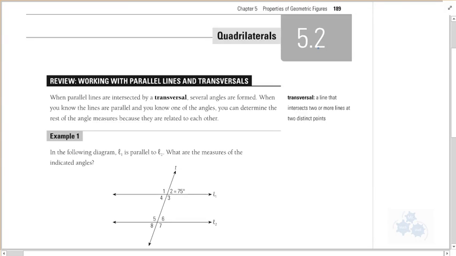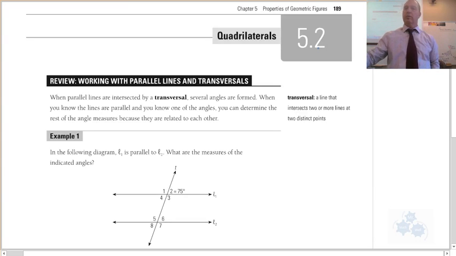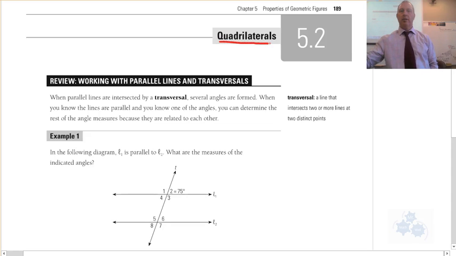In Workplace and Apprenticeship 30, this is section 5.2. We're just starting. This is video number 1, lesson number 1. We're going to take a look at quadrilaterals here. So we're working with parallel lines, transversals, quadrilaterals.